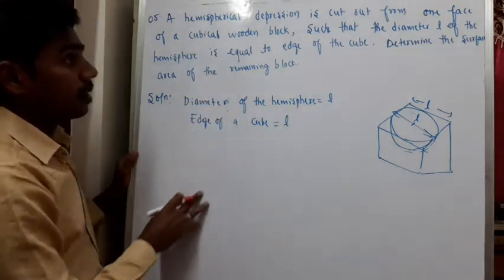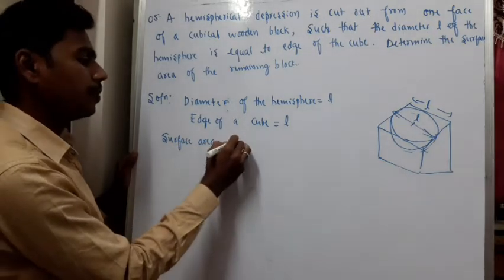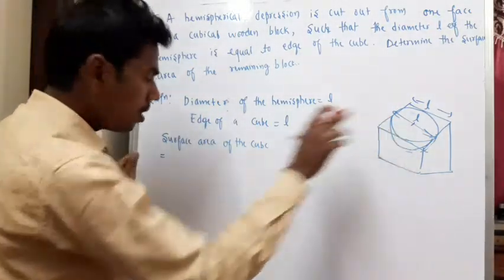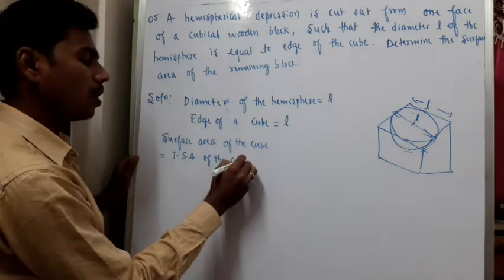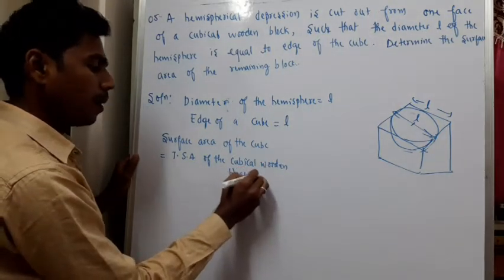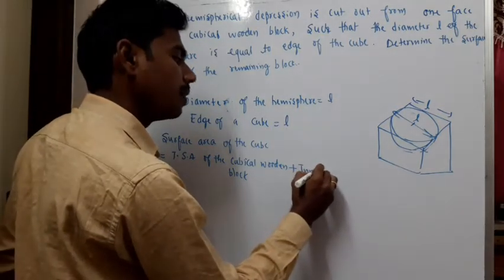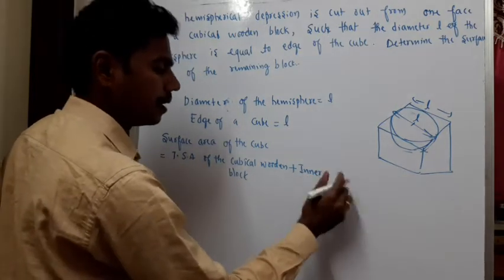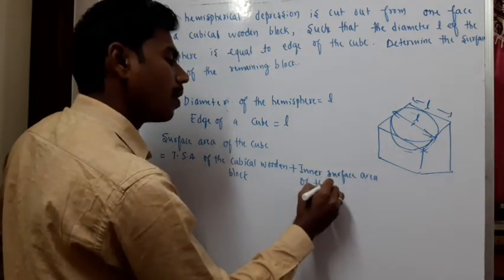Now, the surface area of the cube is equal to the total surface area of the cubical wooden block, plus the inner surface area of the depression.